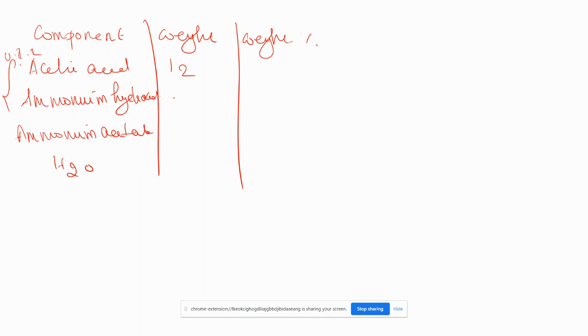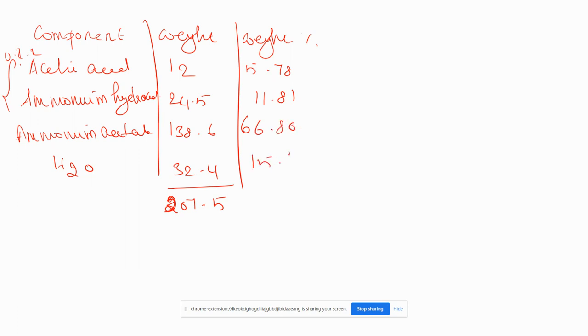So we have found the weights: 12, 24.5, 138.6, 32.4. The total will be 207.5, and the weight percentages will be 5.78, 11.81, 66.80 and 15.61. The total will be 100.